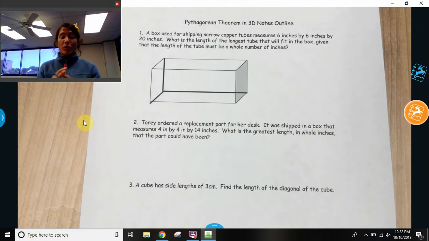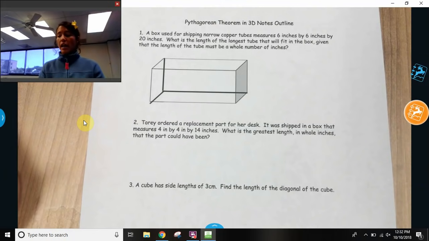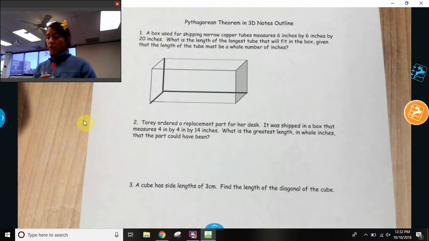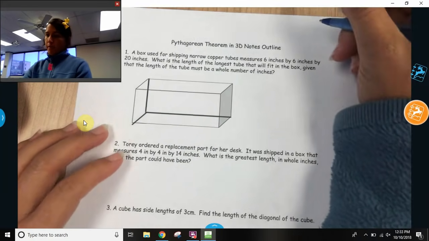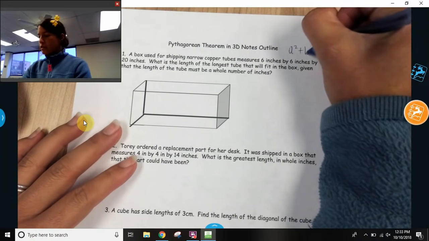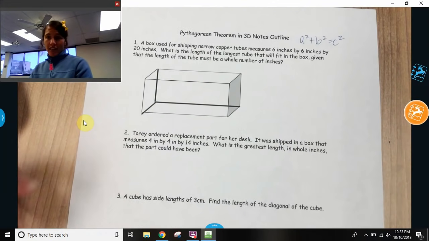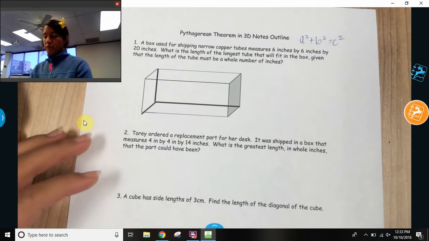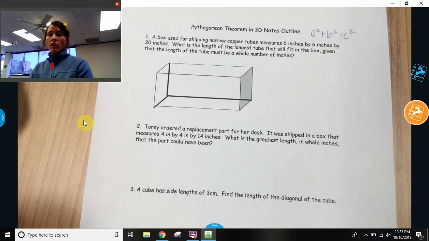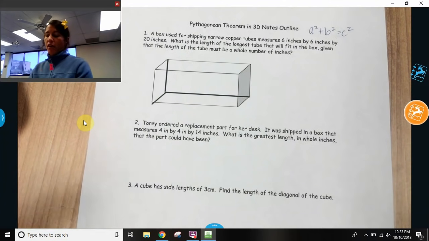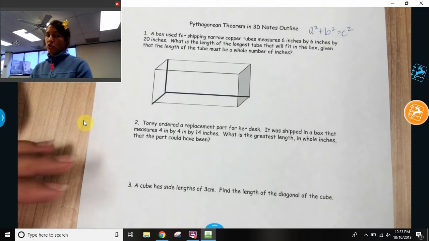All right, so you have your notes, and we are going to go through these problems together. The Pythagorean Theorem in 3D, three-dimensional, is going to use, again, right triangles, but instead of it just being a flat triangle, it's going to be 3D. I'm just reminding you the Pythagorean Theorem states that a squared plus b squared equals c squared. A and b are legs, and c is the hypotenuse of a right triangle. We're going to work through these examples about the Pythagorean Theorem in three-dimensional.